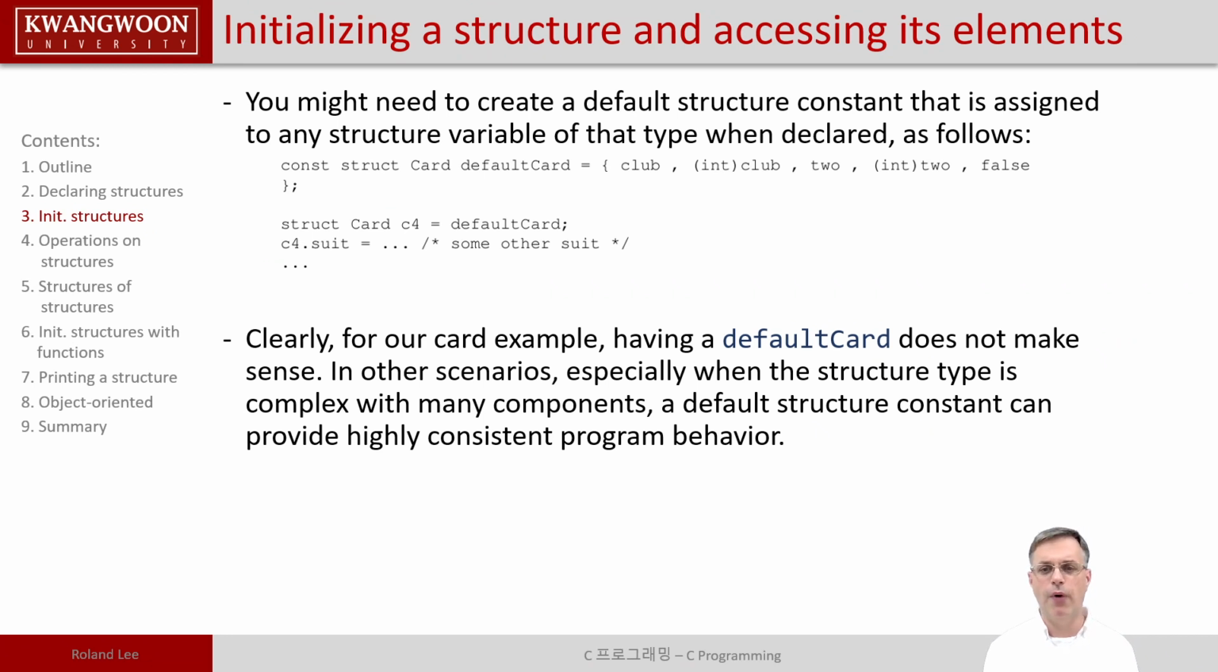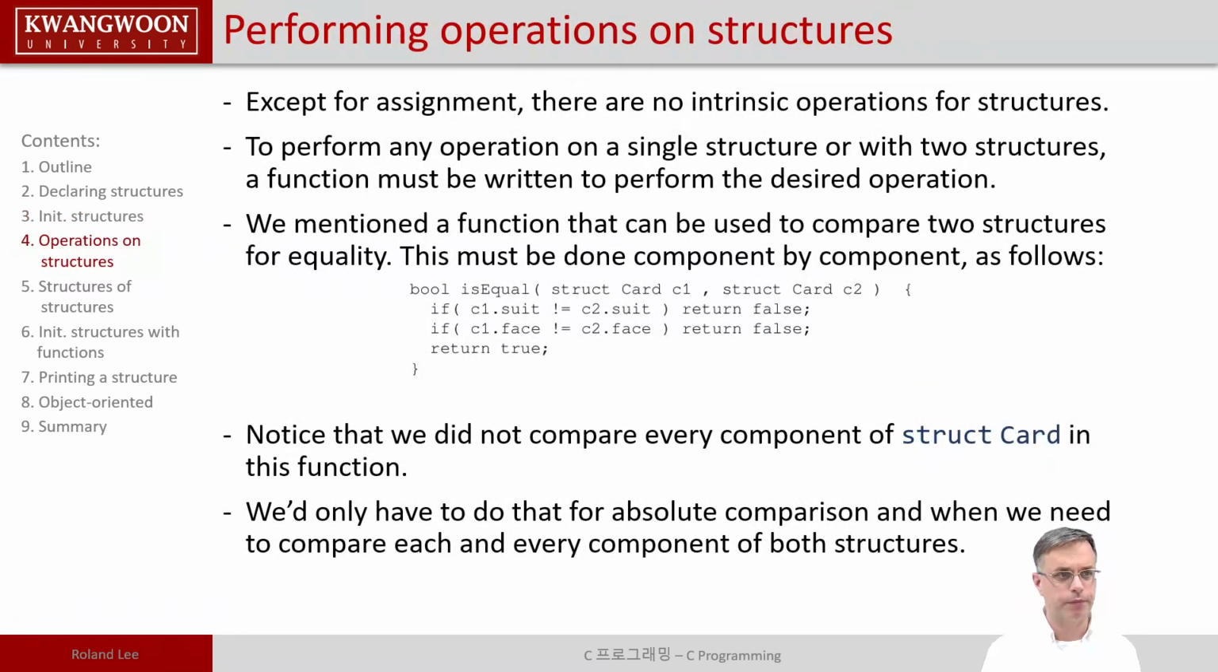Clearly, for our card example, having a default card doesn't make sense. In other scenarios, especially when the structure type is complex with many components, a default structure constant can provide highly consistent program behavior, since all structure variables will begin in a known state of either zeroed values or otherwise valid values. Let's continue with performing operations on structures, functions.